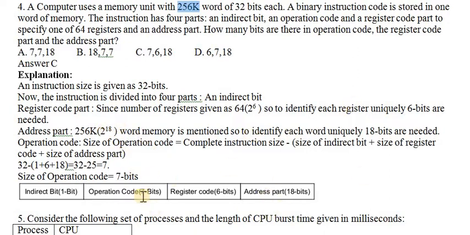Okay, now to find the operation code, the size of the operation code is nothing but the complete instruction size, which is 32 bits, minus the size of the indirect bit, which is 1, minus the size of the register code, which we calculated as 6. 2 power 6 is nothing but 64. Then the address part is 2 power 18, so 18 bits. So it is nothing but 32 minus (1 plus 6 plus 18), which is 32 minus 25, which is equal to 7. Okay, so now we completed the size of the operation code as 7.